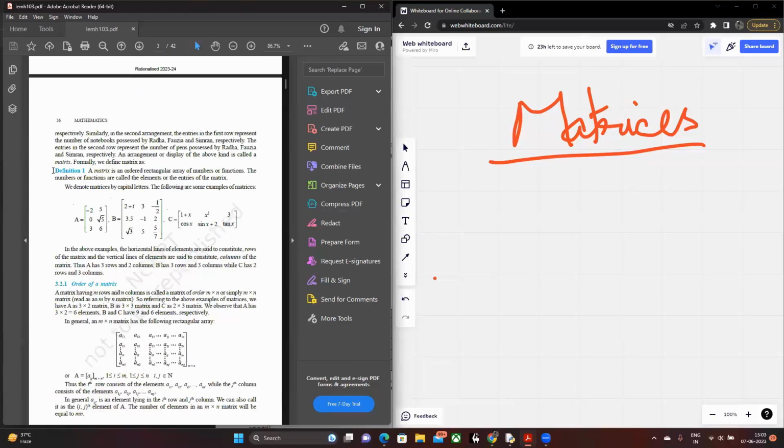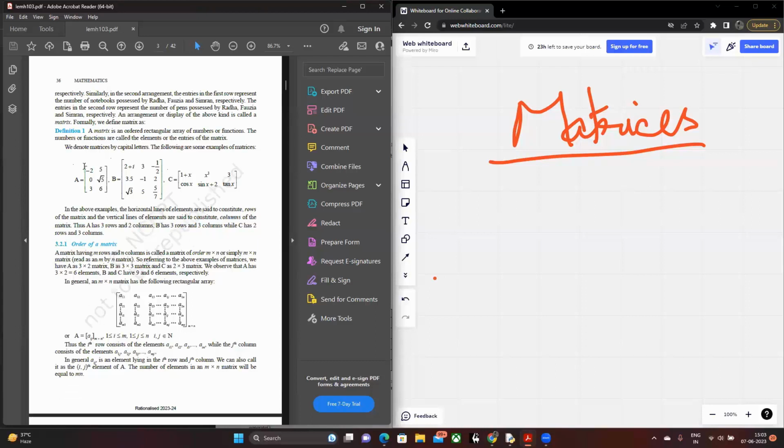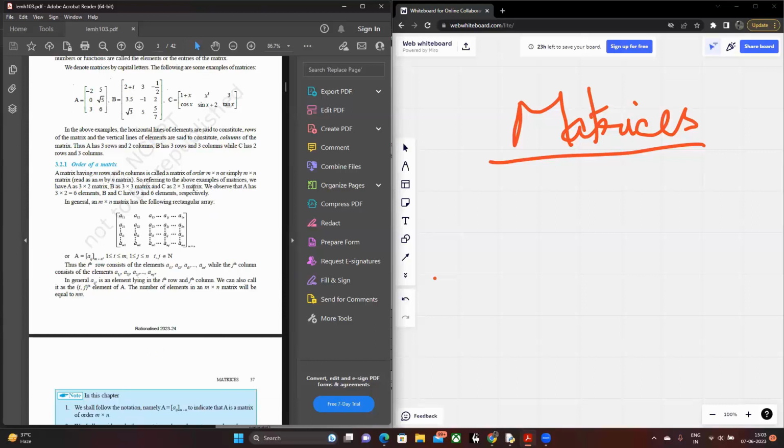So basically, a formal definition of a matrix is an ordered rectangular array of numbers and functions. These numbers and functions are called the elements or the entries of the matrix. Right? Matrix elements need not be just numbers, they can also be functions like 1 plus x, cos x, sin x plus 2, tan x, or some kind of root of log mod x, whatever. It can be any function.